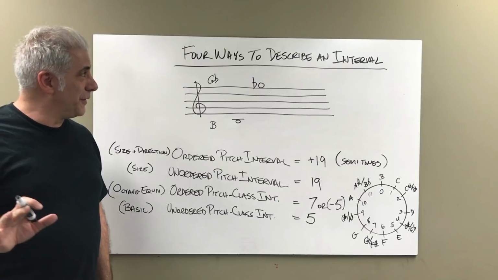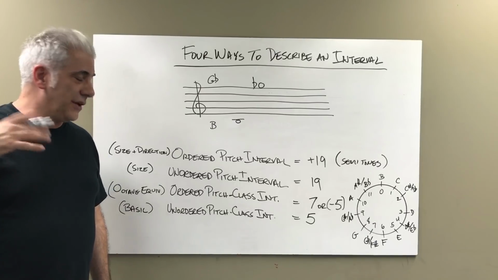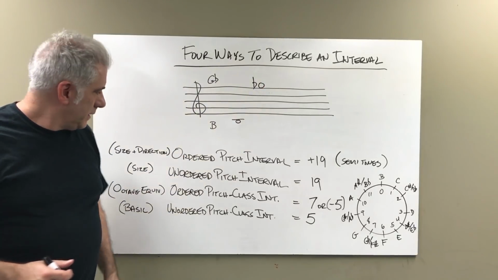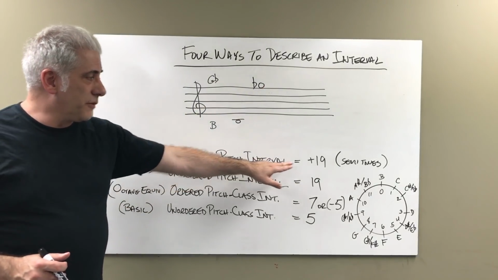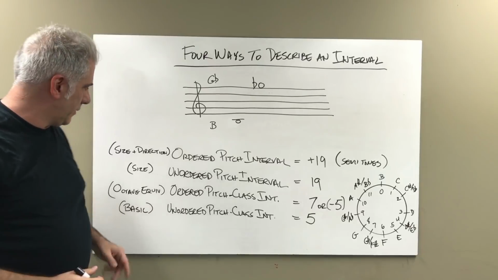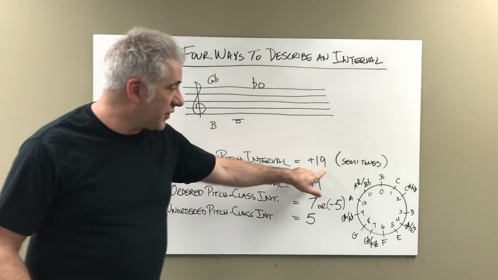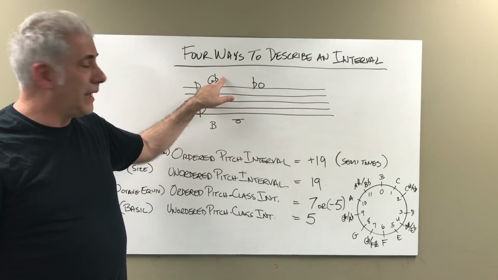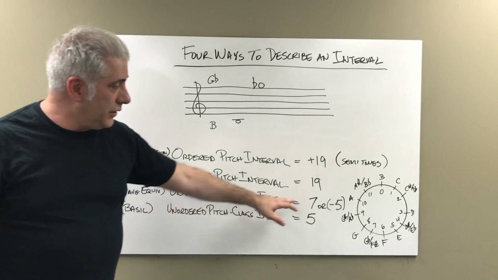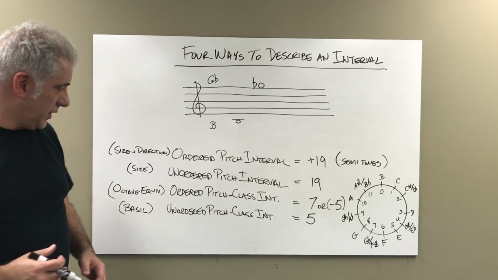So what have we learned? There are 4 ways to describe an interval when we're talking about things like interval class and pitch class. If I have the notes B up to G flat, the ordered pitch interval is +19 because that shows you the direction. Plus means it's going upwards, ascending. That describes the size and the direction of the interval. That's the number of semitones, 19 semitones between B and G flat. The unordered pitch interval is just a general way of describing it, and you just say 19. That doesn't tell you what the direction is. It just gives you a general classification of it.